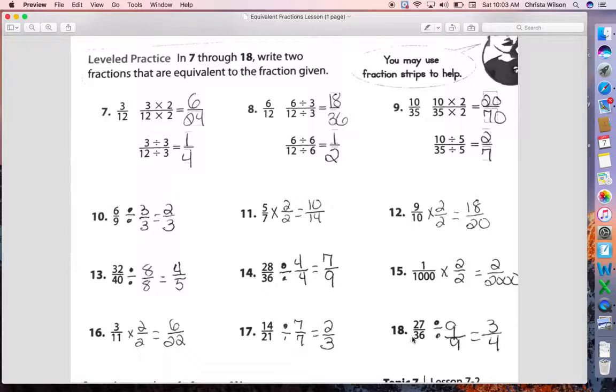And number 18, last one. I saw that these had a common factor when I factored them out of 9. So I used 9 to divide both the top and the bottom, numerator and denominator, by 9, and I created an equivalent fraction of 3/4. And that again is in its simplest form.